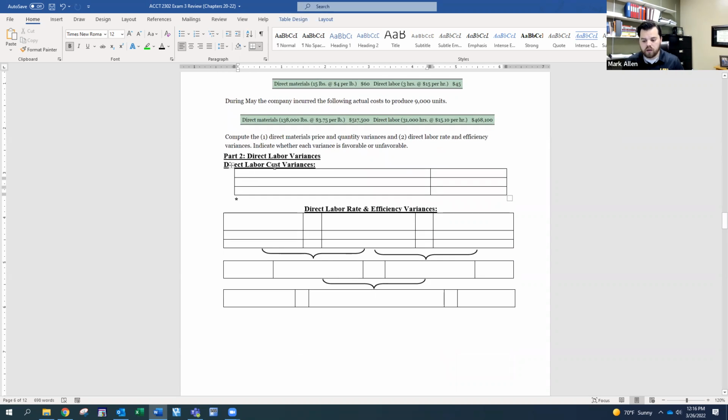Just like we did before, I'm going to strongly recommend that you do this little piece up top to help you stay organized. We're going to compare actual hours times actual rate per hour. In this case, our actual direct labor hours were 31,000 times $15.10 per hour. When I do that, this is 468,100. And this 31,000 is my actual hours. I'll go ahead and make that red, just so it's easy to follow down into our table in a minute.